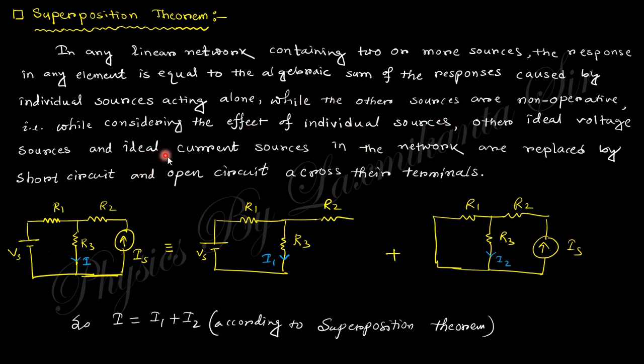The ideal voltage source and the ideal current source in the network are replaced by a short circuit and an open circuit respectively. So the current source is taken as open circuit and the voltage source is taken as short circuited. So this is the superposition theorem. If you find the current flow for the voltage source is I1 and for the current source is I2, then placing these two together, the current will be the addition of these two individual currents.